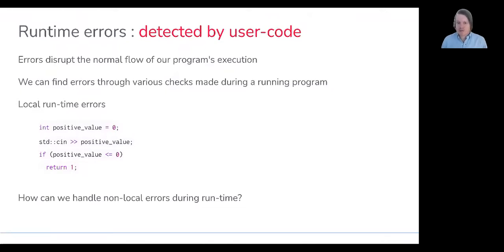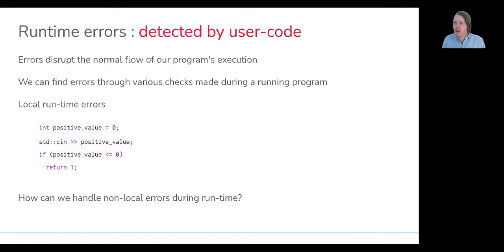Errors obviously disrupt the normal flow of our program's execution. We can find these errors through various checks made during a running program. Local runtime errors are pretty easy to resolve. For instance, let's say we've started up our program and we were expecting 2 command line arguments, but only received 1. It's very easy and appropriate to deal with that error in a local manner and simply type out some sort of usage to the user and terminate the program.